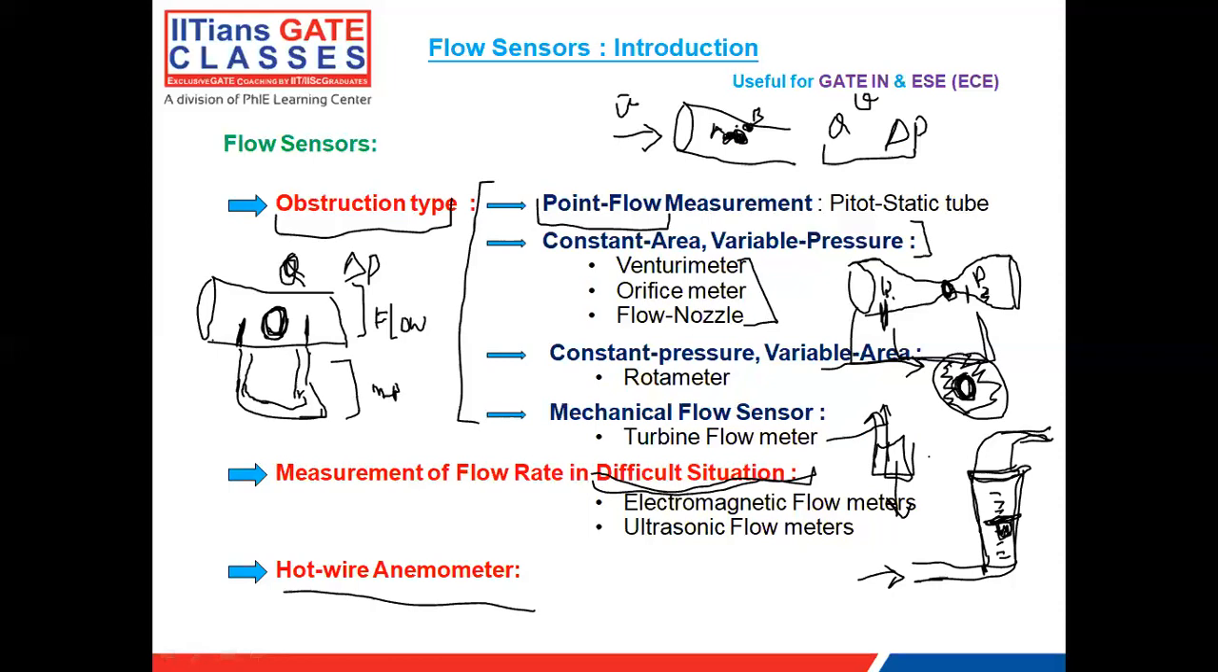Next topic is measurement of flow rate in difficult situations. What is a difficult situation? Let's say the fluid can be laminar or transitional, or we want to measure the flow of a mixed fluid, like a mixture of oil, or a mixture of cement and water flowing through the pipe. You cannot place any obstruction and measure the pressure difference, calibrating it in terms of flow rate. So you have to go for a non-invasive mechanism.